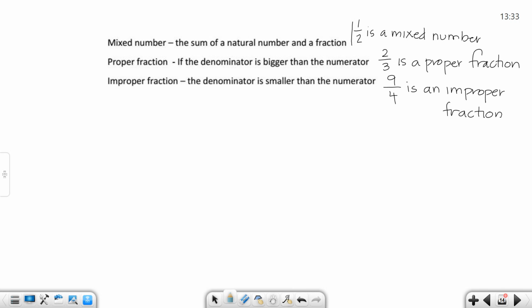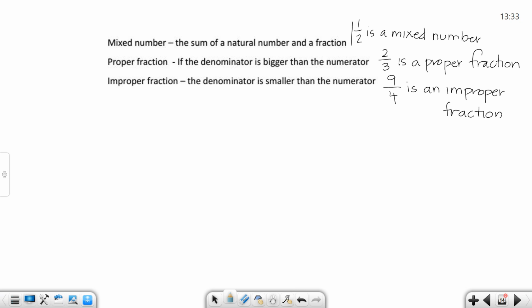Right, so moving on along, you had mixed number, proper fraction, and improper fraction. If we're talking about those definitions, a mixed number is called mixed because it's part whole and part fraction. So you've got a mix there of fraction and whole number. 1 1/2 is an example of a mixed number. Then you have fractions, proper and improper.